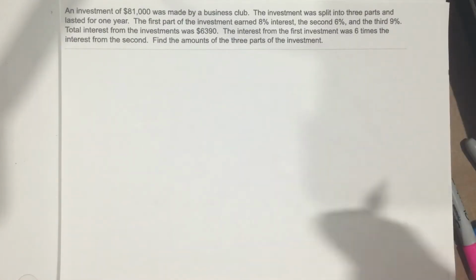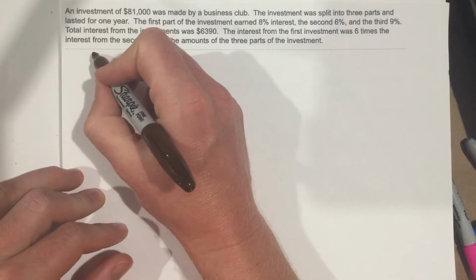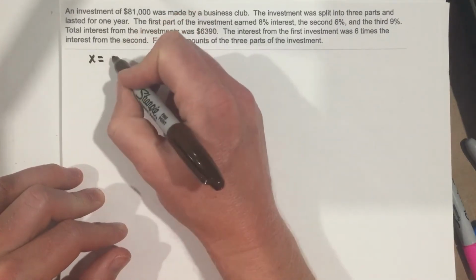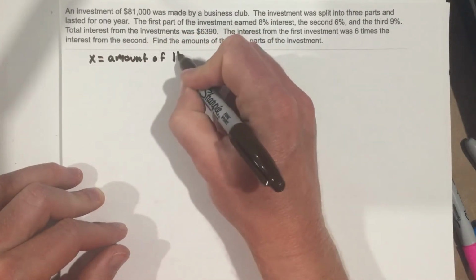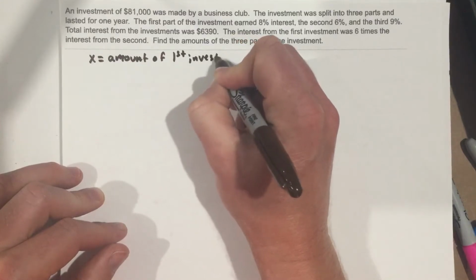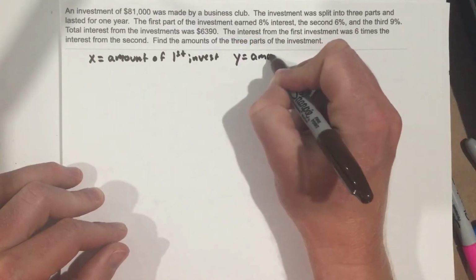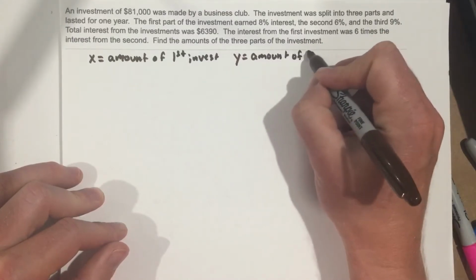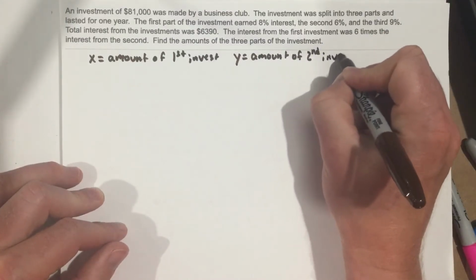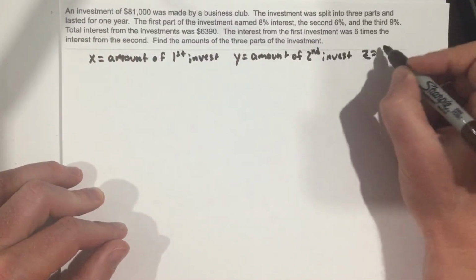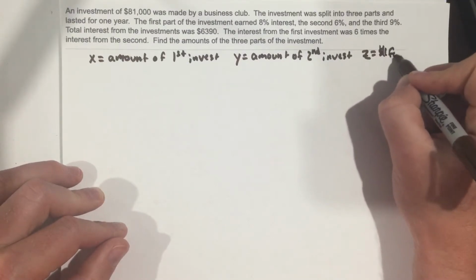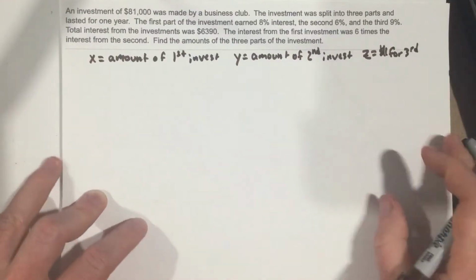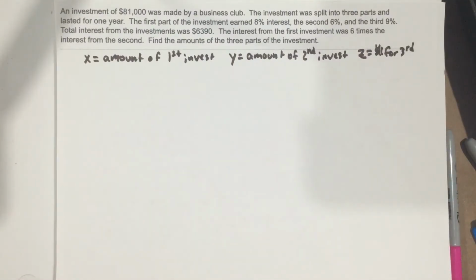All right, the 3 things that we need to know are the amounts per investment. So we're going to call X equal to the amount of first investment. Y is the amount of second investment. And then Z is the dollar amount for third. Okay. So we know X, Y, and Z all stand for the amounts of investment.